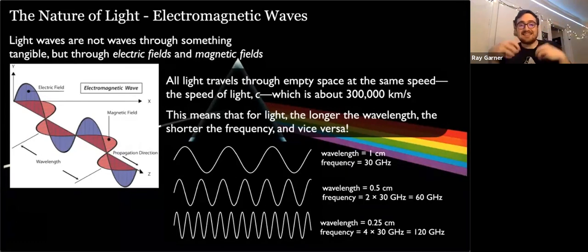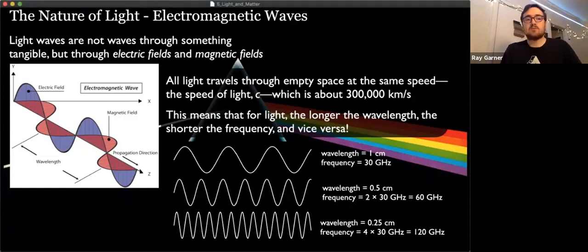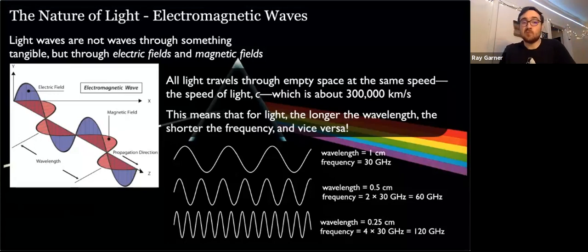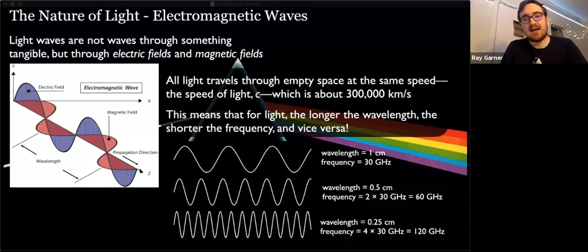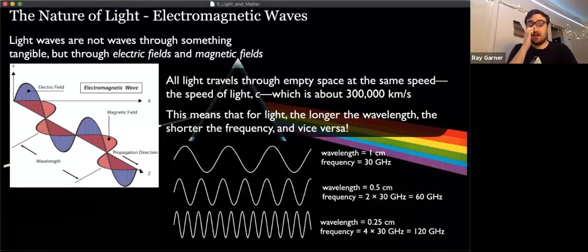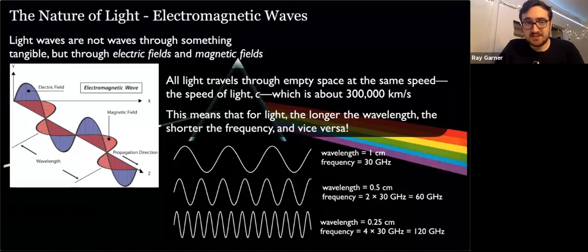And light is an electromagnetic wave. It is a combination of the electric and magnetic field. So you see in this image to the left, we've got an electric field going up and down and a magnetic field going side to side. The combination of those two is what light is. We won't get into more detail about that. I encourage you to go pick up a Physics 102 textbook if you want to read more about that. But just know that light travels through electric and magnetic fields.